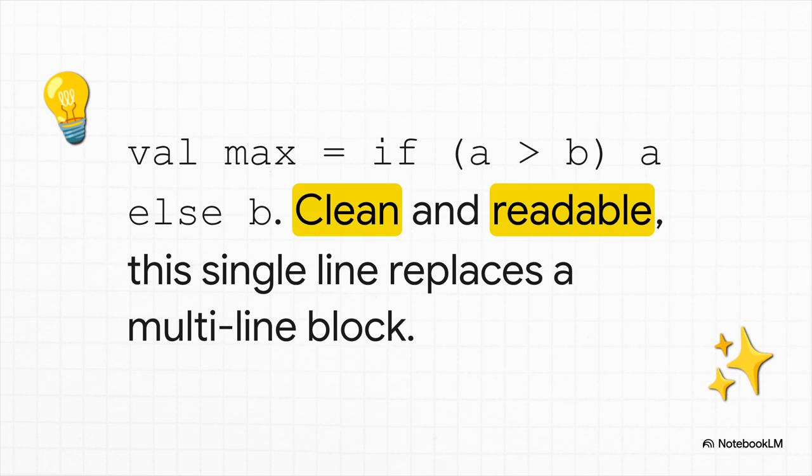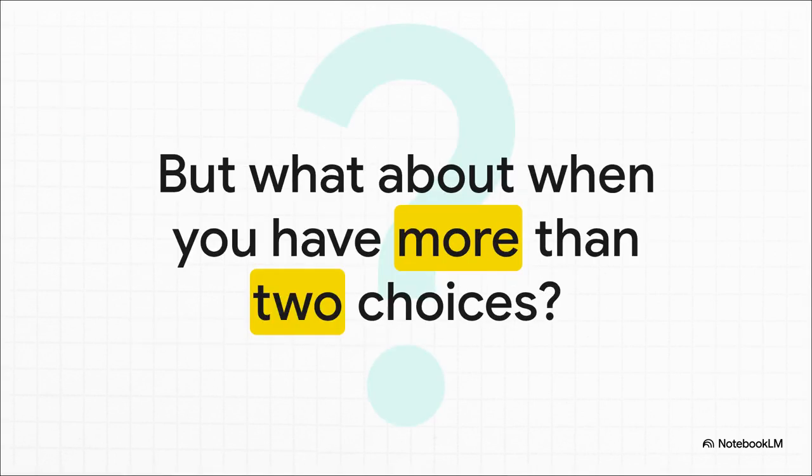Just look at this. Finding the max of two numbers, a task that in other languages might need a temporary variable and a few lines of code, is done in one single beautiful line. That's exactly what we mean by getting rid of boilerplate. The code just says what it does. So clean.